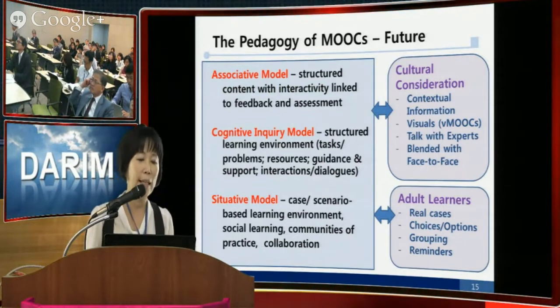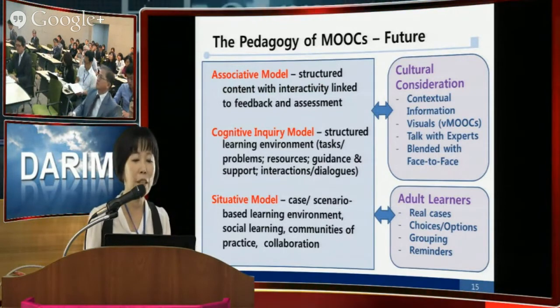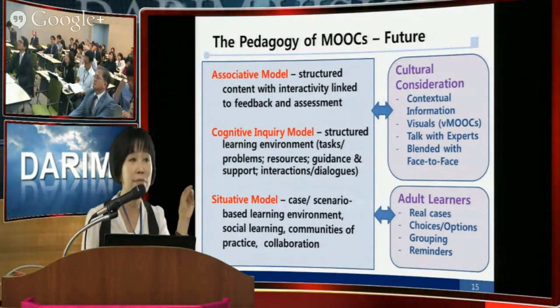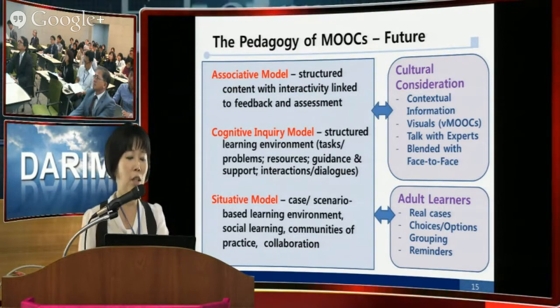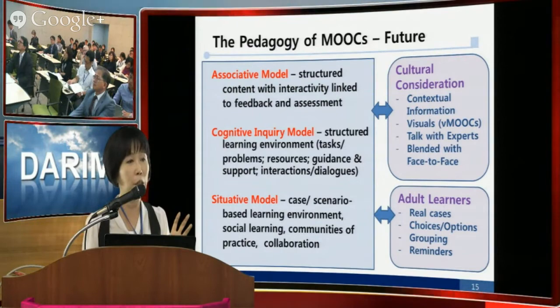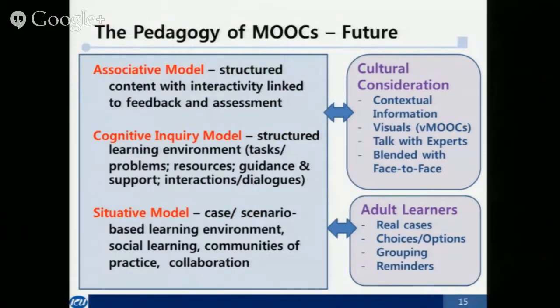I would like to suggest that we could have these three different kinds of models. This is not my creation; it's more the terminology that we have been using. First, the associative model: very structured content with interactivity integrated, which is very similar to today's MOOC. Then I want to consider the cognitive inquiry model, which has a structured learning environment, but instead of being content-specific or discipline-specific, it is a task- or problem-based model, which will be more attractive to adult learners.